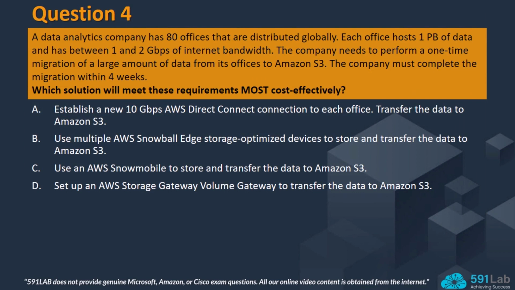For a cost-effective and timely one-time migration, option B, using multiple AWS Snowball Edge Storage Optimized devices, is the most appropriate choice. It allows for efficient data transfer in parallel across multiple offices, and physical shipping of devices helps to overcome bandwidth limitations. Alright, so let's understand Snowball.